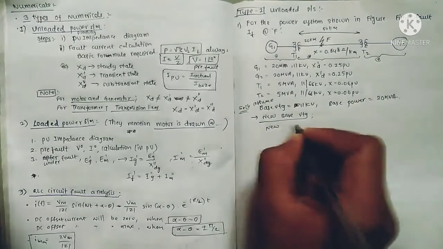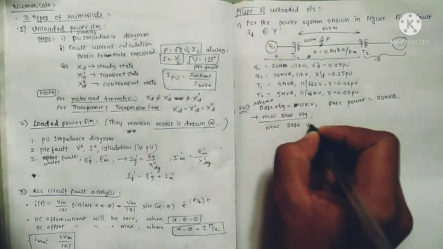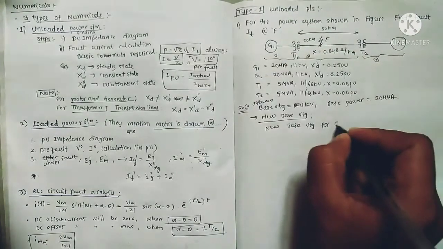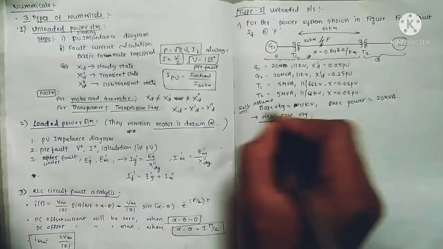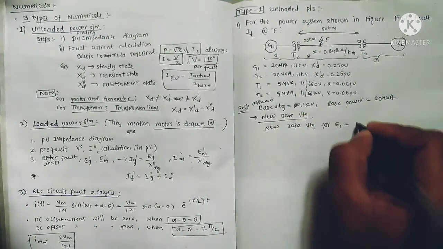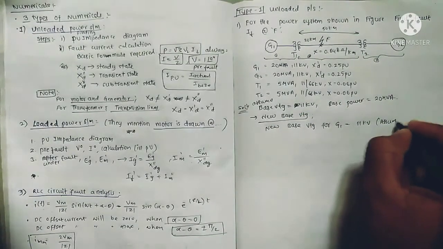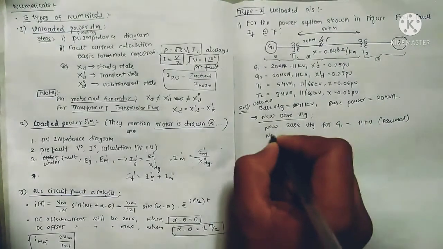New base voltage for generator 1 section. We just assumed the base voltage as 11 kilovolt. Assumed.